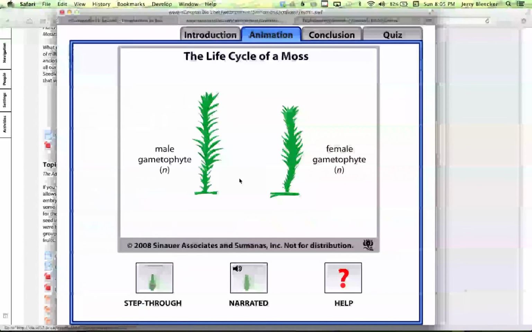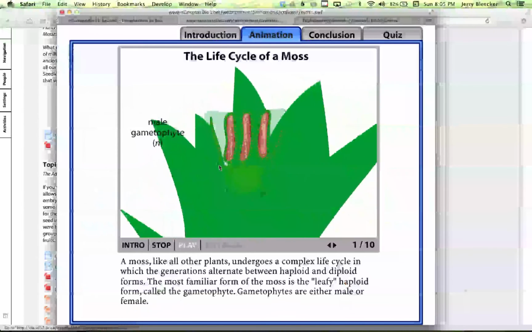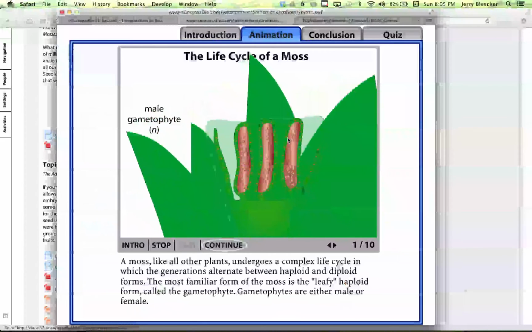Life cycle of a moss. So what I'll do is step through it. You've got a male gametophyte. If we look up at the top, we're looking at the male reproductive parts, so don't blush. These are called antheridia, the plural of antheridium. So meiosis is going on here, where I'm tracing with my cursor.